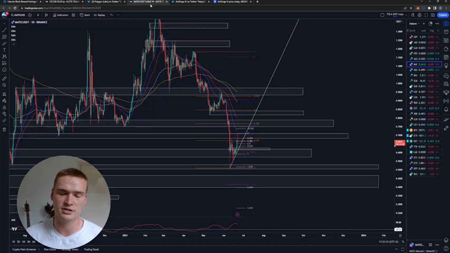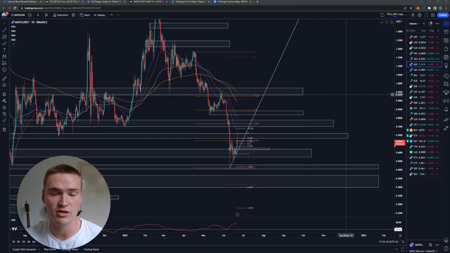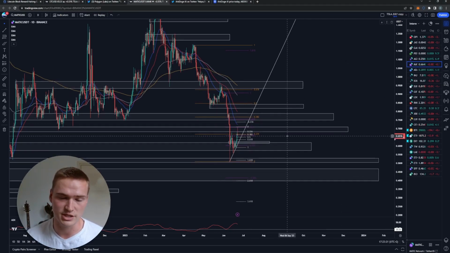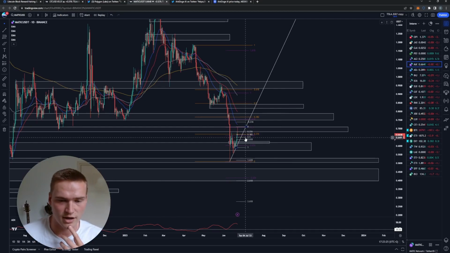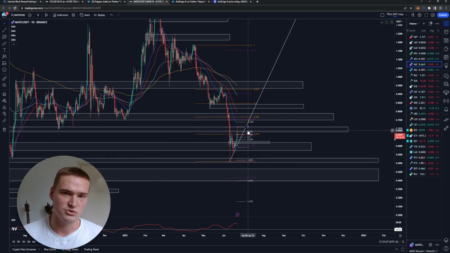So that combination, that we are probably a little bit oversold on the one hand, but apart from that, also that we're getting some bullish fundamental news from Matic, actually leads me to believe that we can rally pretty soon with Matic. So I would definitely keep an eye out for that and try to position yourself as well.